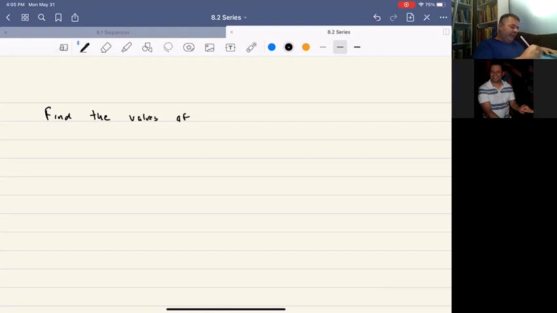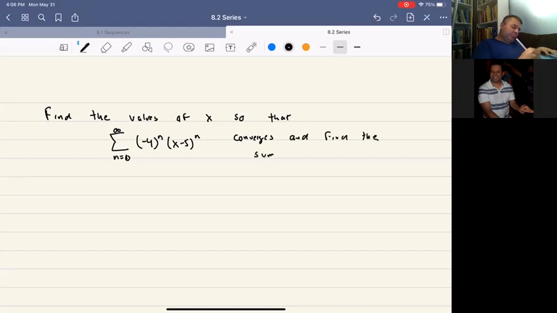Okay, one more. So we're going to find the values of x so that the sum, n equals 0 to infinity, of negative 4 to the n, x minus 5 to the n, converges, and find the sum.